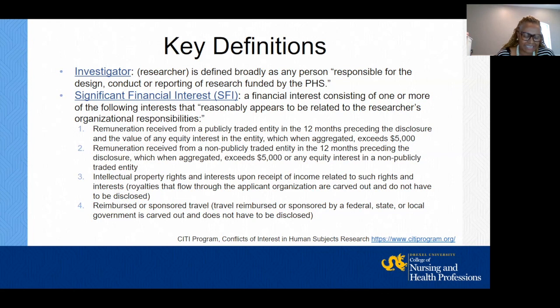So when we look at an SFI, a significant financial interest, it consists of one of the following four items listed: remuneration from a publicly traded entity within the last 12 months. That's key. When we first started this process, I think we looked at it overall, but the regulation specifically says, and so does our policy, that it is any income you would have received in the last 12 months from a publicly traded entity, or income from a non-publicly traded entity in the last 12 months. We usually look at anything that exceeds $5,000. Anything under $5,000, we still notate it, but it's not automatically deemed a significant financial interest that we have to do a management plan for.